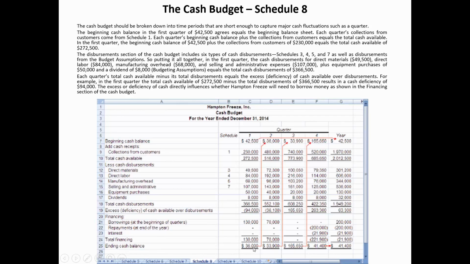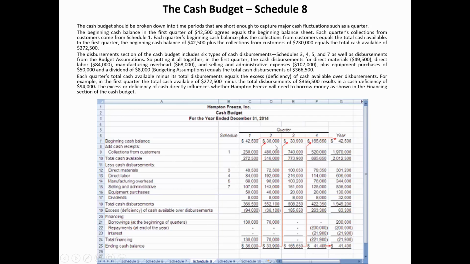Look at our ending cash balance. So we have a $94,000 deficit. We're going to borrow $130,000. So our ending cash balance will be $94,000 as a negative number plus $130,000 as a positive number, which will give us $36,000, and which we're going to carry to the top of the schedule here for the next quarter.